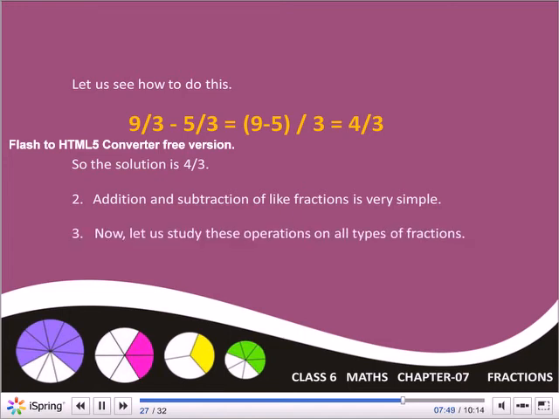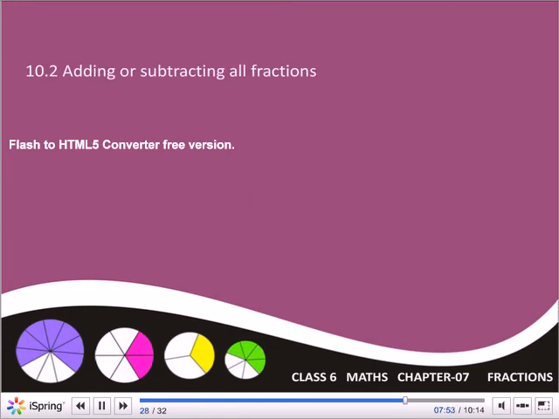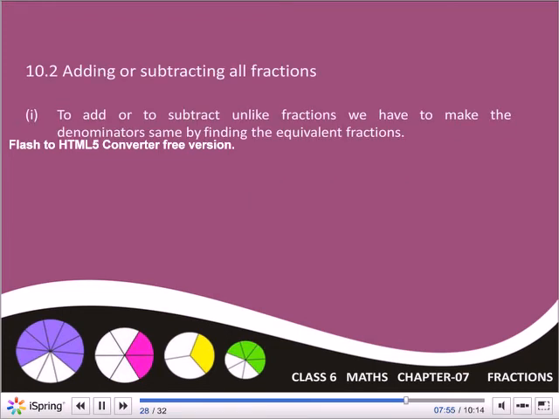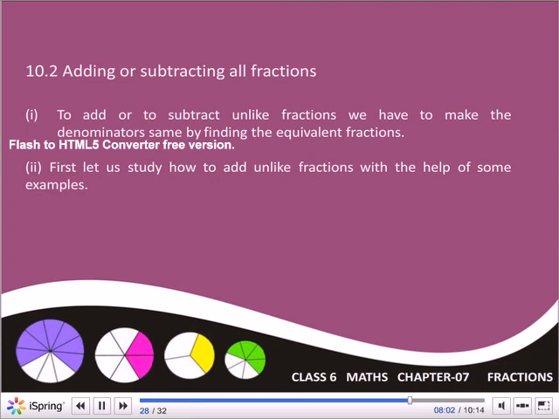Now, let us study these operations on all types of fractions. Adding or subtracting all fractions. To add or subtract unlike fractions, we have to make the denominator the same by finding the equivalent fractions. First, let us study how to add unlike fractions with the help of some examples.